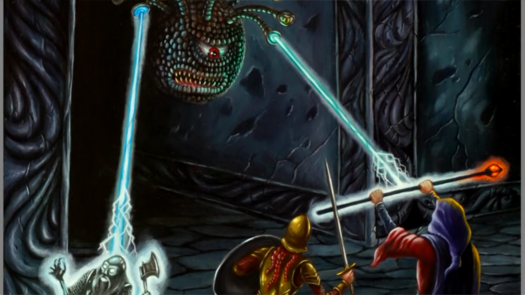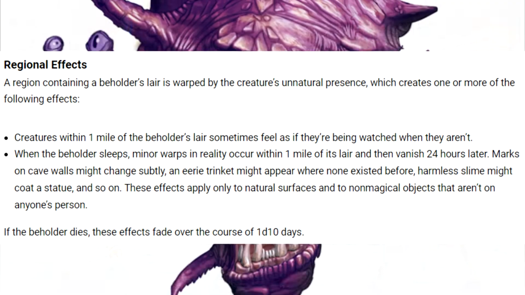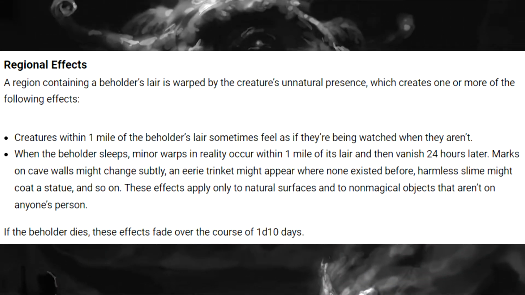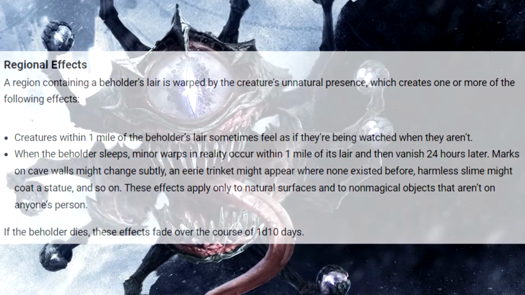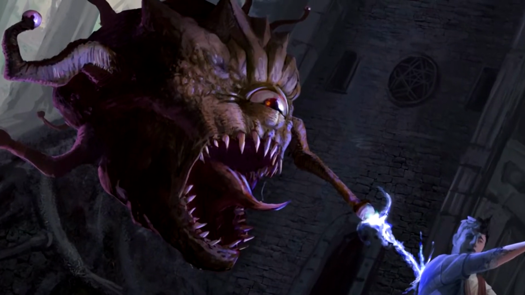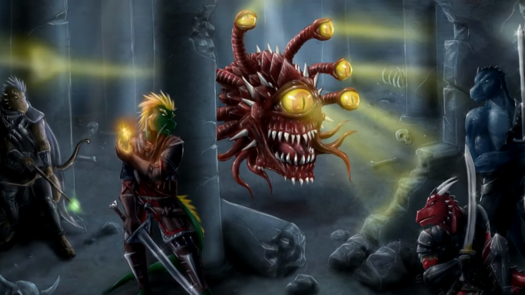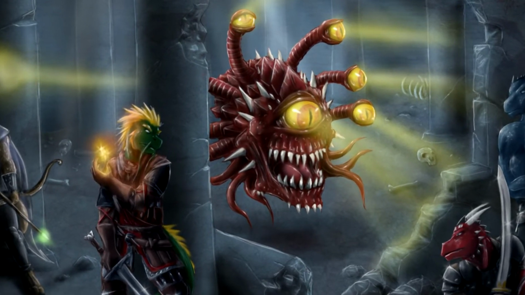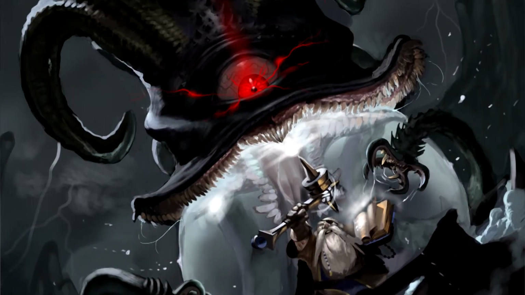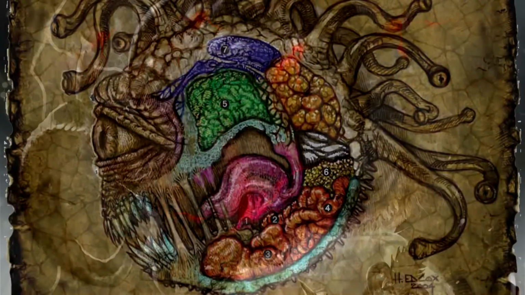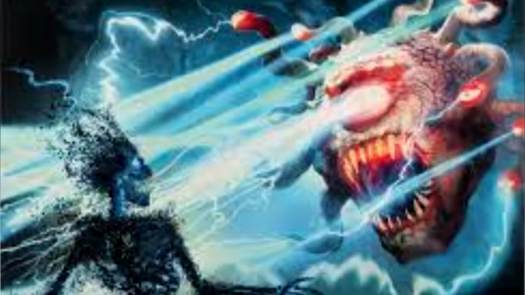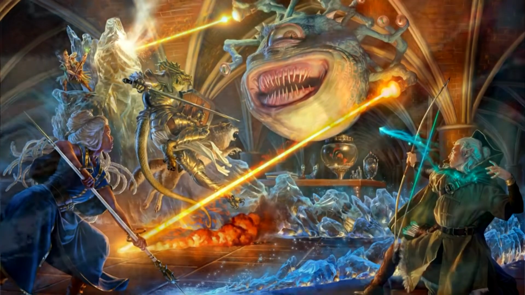One of the regional effects is that the party always feels like they're being watched, which can spark some incredible paranoia. While the regional effect doesn't necessarily say that the Beholder can actually see you, I run it as when you are around the Beholder's lair, the Beholder is watching the party at all times. It has nearly omniscient knowledge of what they're doing. This helps them fend off any plans that the party might try to bring up against them and makes the Beholder feel like a genuinely terrifying foe.